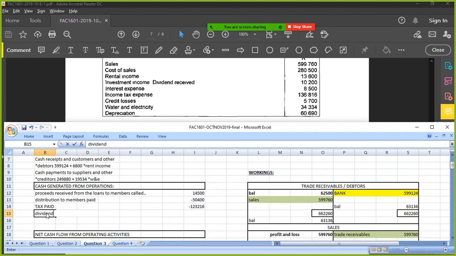Okay, dividends received. How much? 10,200. Okay, interest expense. Did I look at? No, I haven't looked at. Okay, so again, it's special. Interest paid, 8.5.